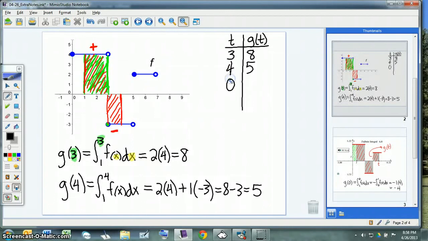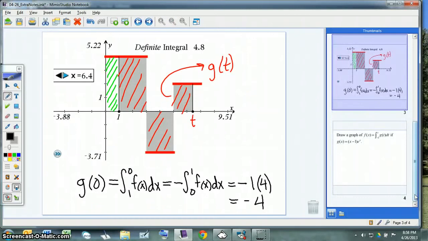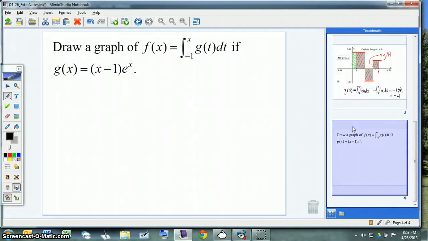I could actually come back here and plug that into my chart. Again, we could do that for lots and lots of inputs t, getting g of t, and eventually we could make a graph for g. But we were not asked to do that in this case. In the next example, however, we were asked to do that.